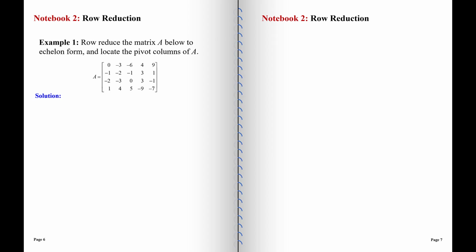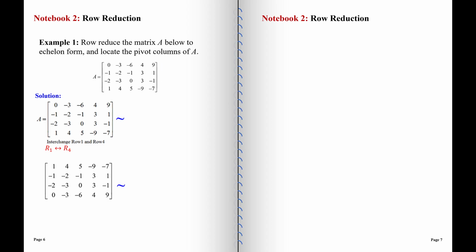Now, how do we put a matrix in echelon form? Of course, we do that through the process of row reduction. So let's work an example. You see, we're starting on this matrix A. Do we have a 1 in the upper left corner? The answer is no, we don't. So the first thing we want to do is switch row 1 and row 4. We do that, and we obtain the following matrix.